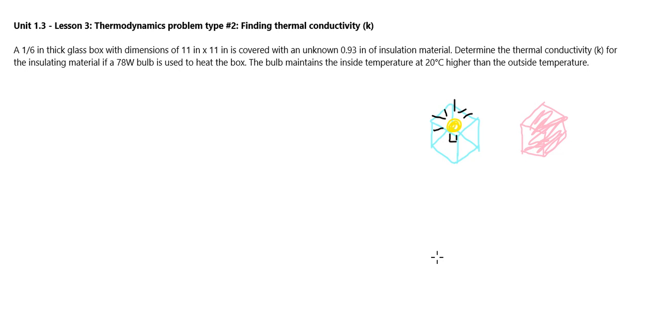So a 1/6 inch thick glass box with dimensions of 11 inch by 11 inch is covered with an unknown 0.93 inch of insulation material. Determine the thermal conductivity K for the insulating material if a 78-watt bulb is used to heat the box. The bulb maintains an inside temperature of 20 degrees Celsius higher than the outside temperature.